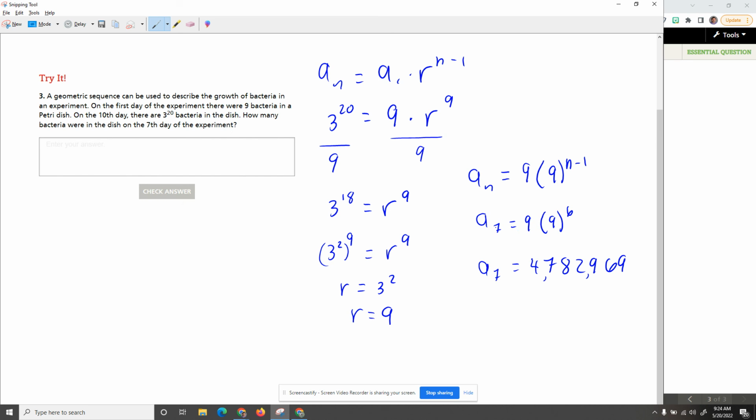So the 7th day in the sequence is going to have an exponent of 6. So 9 times 9 to the power of 6 is 4,782,969. So a bacteria, that's how it works. Bacteria spreads by an exponential model. So, okay, let's look at example 4.